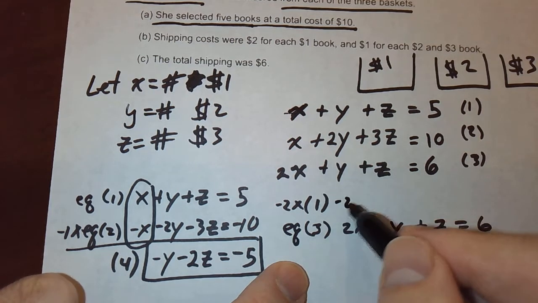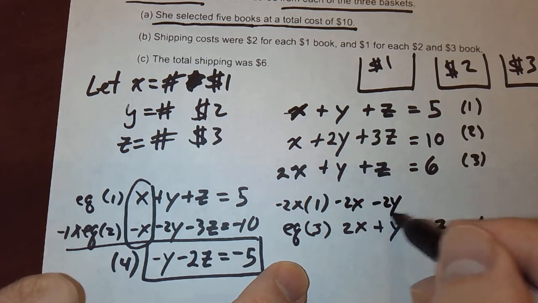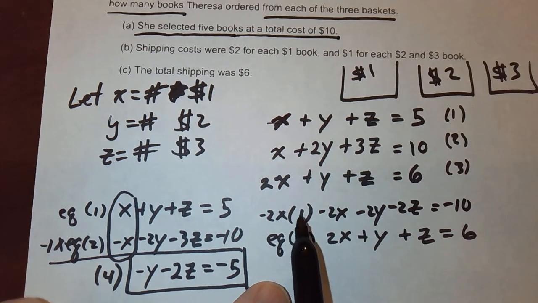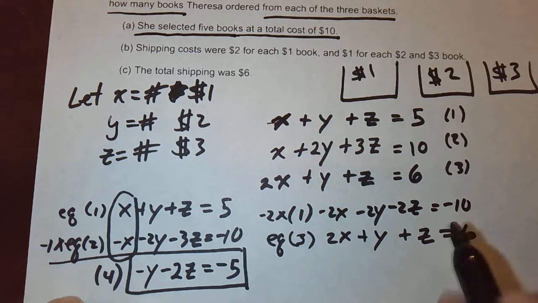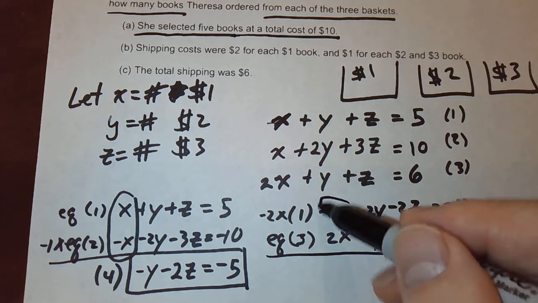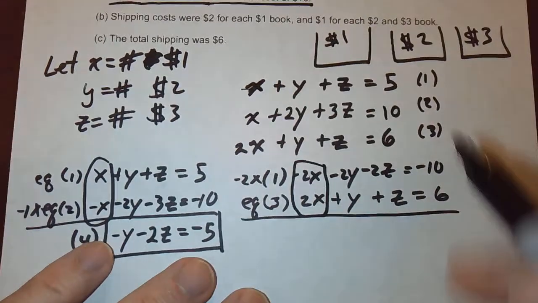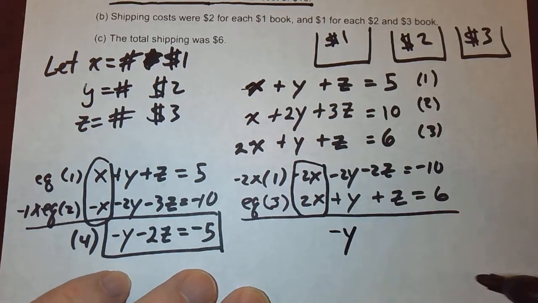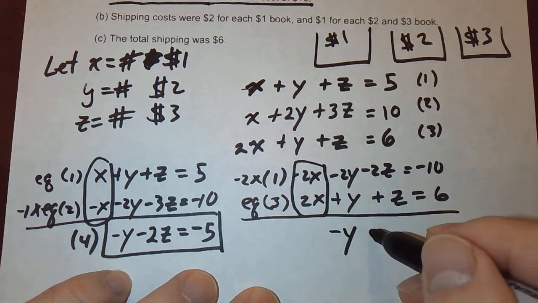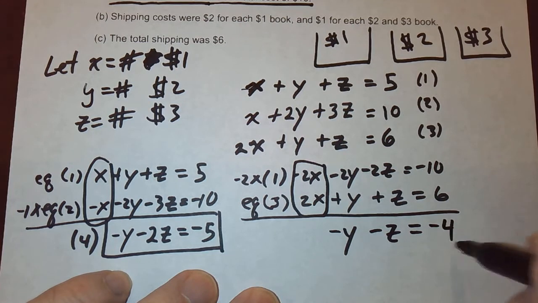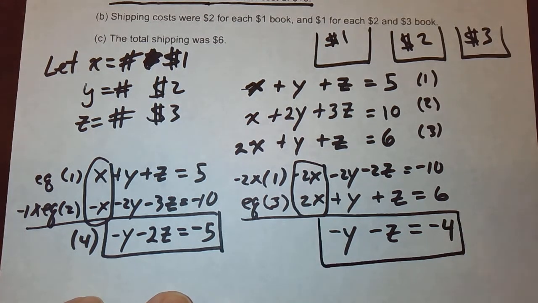So that would be -2x minus 2y minus 2z equals -10. I multiplied equation 1 by -2. And the x's will go away, and we'll get our second equation that has just a y and z in it. -2y plus y is -y. -2z plus z is -z, equals, and -10 and 6 gives me a -4. That could be my new equation 5.